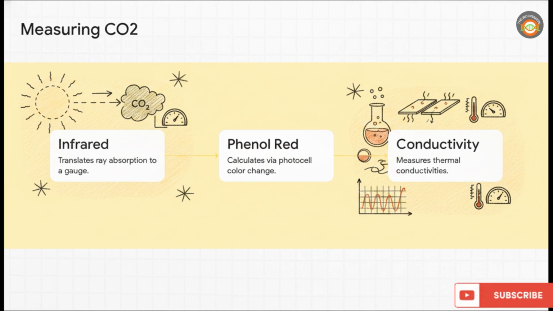It's honestly a lot like using night vision to see the gas. Second, they can use a cool chemical reaction where gas bubbles through a solution of sodium hydroxide and phenol red. A photocell then measures the resulting color change to calculate the CO2. And third, they can measure the thermal conductivities of the different gases in the mixture. Now, while all 3 of these definitely work, that infrared night vision method, that's the absolute superstar of modern factories.